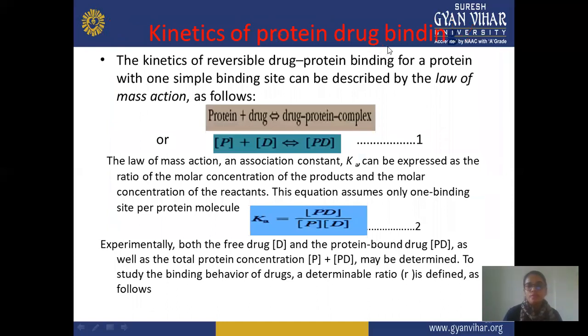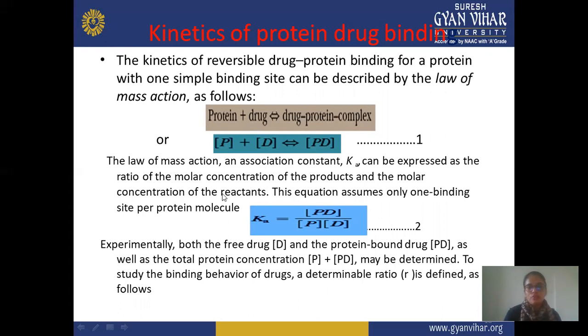Next is kinetics of protein drug binding. In this kinetics of protein drug binding, the kinetics of reversible drug protein binding for a protein with one simple binding site can be described by the law of mass action, and this is the formula for this law of mass action: protein plus drug is equal to drug protein complex. Means your drug reacts or binds with protein, and when bound with protein, it forms the drug protein complex, and you can write this: P is protein and D is the drug, and they form the complex, that is PD, protein drug complex.